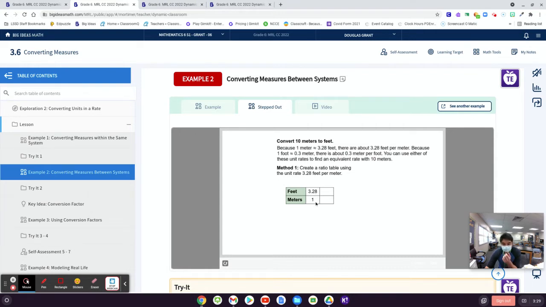This is also a unit rate. We want there to be a 10 right here because we want to figure out how many feet are in 10 meters. And so we're going to multiply 1 by 10 to get to 10. We have to do the same thing up here. And so we get that there are approximately 32.8 feet in 10 meters.